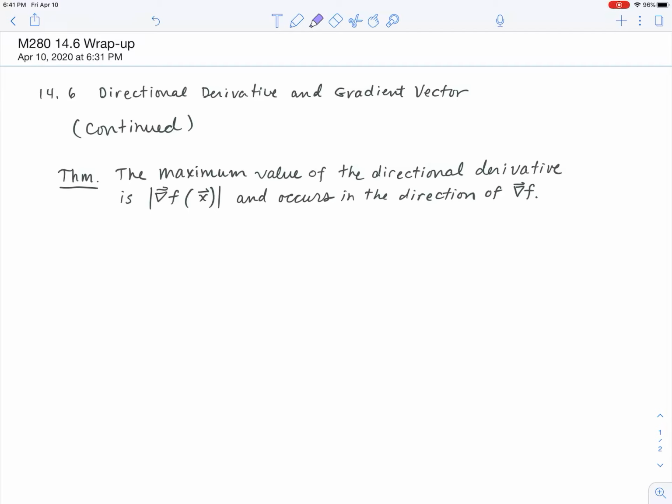Okay, I'm wrapping up the section from last lecture, so this is the end of 14.6. And we have a theorem, and the theorem says that the maximum value of the directional derivative is the magnitude of the gradient vector, and that it occurs in the direction of the gradient vector. Let's prove this.